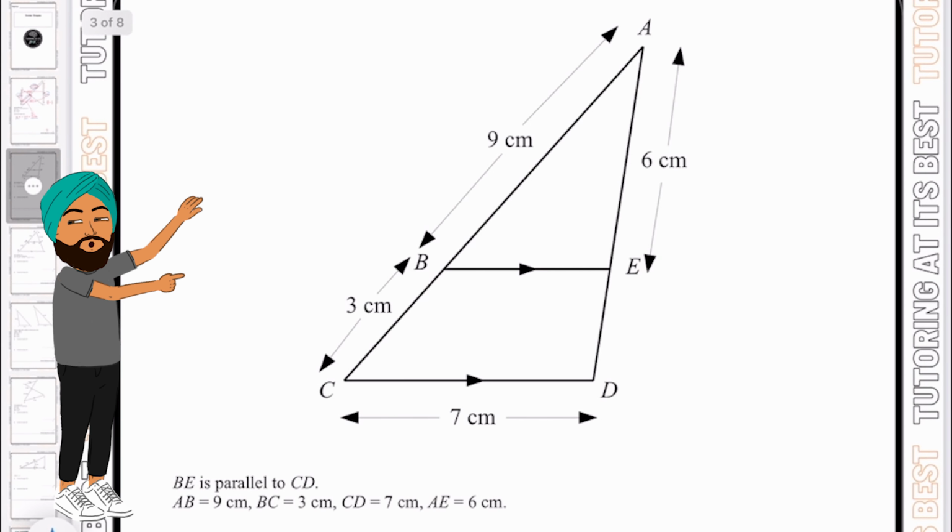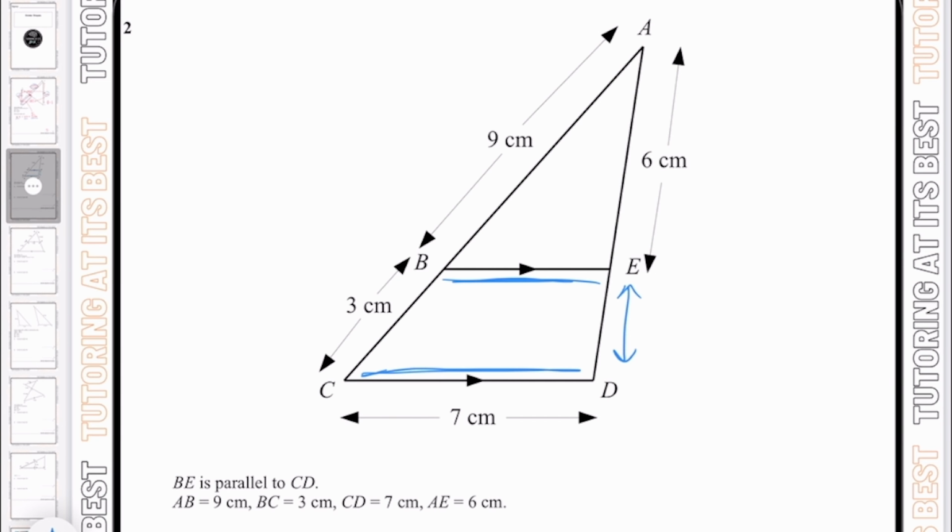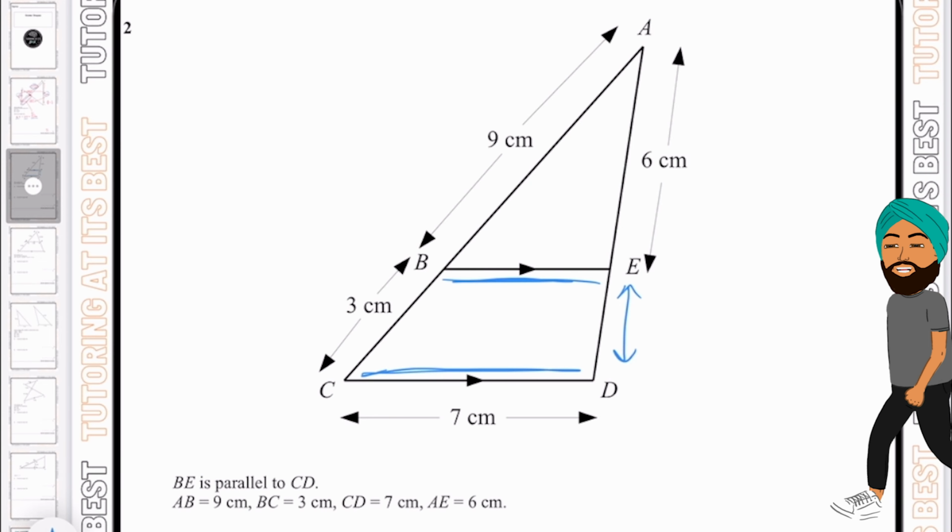So again, BE is parallel to CD. And they've given us, again, a range of different values and measurements. And now we're calculating the length of E to D. So again, as you can see, we've got a much larger triangle as well as a smaller triangle. So let's go ahead and break this apart.